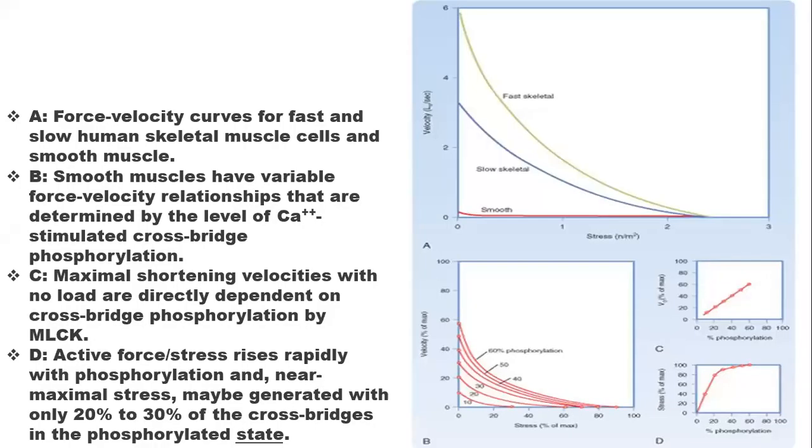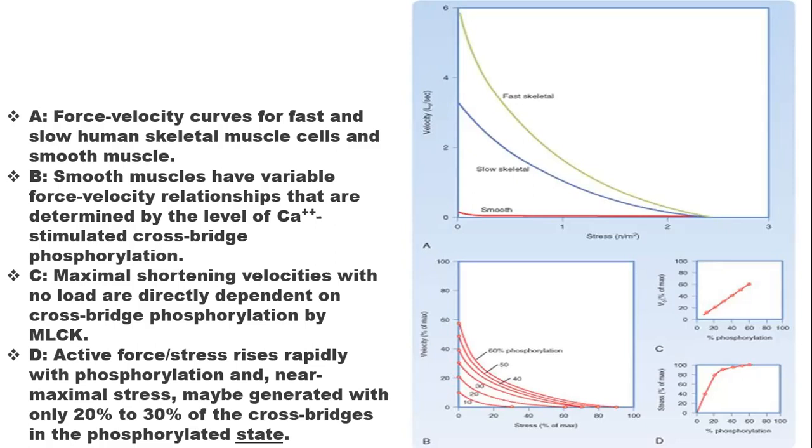Now we come to something about the force velocity curves. Force velocity curves for fast and slow human skeletal muscles and smooth muscles. You can see in figure A. Now in B, you can see smooth muscles have variable force velocity relationships that are determined by the level of calcium stimulated cross-bridge phosphorylation. In C, maximal shortening velocity with no load is directly dependent on cross-bridge phosphorylation by myosin light chain kinase.